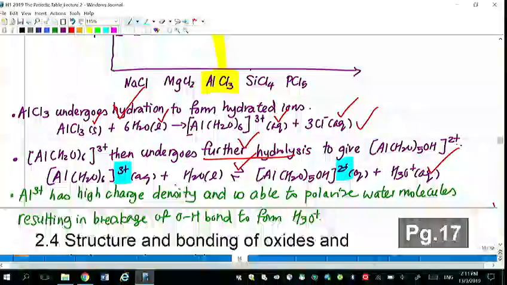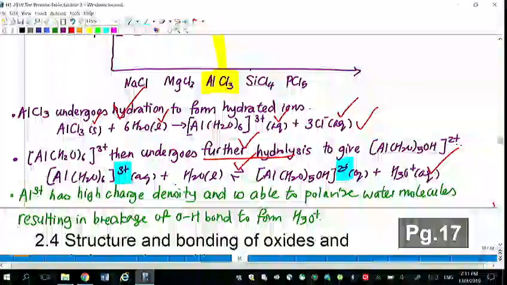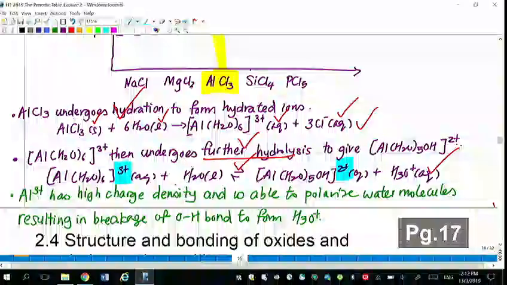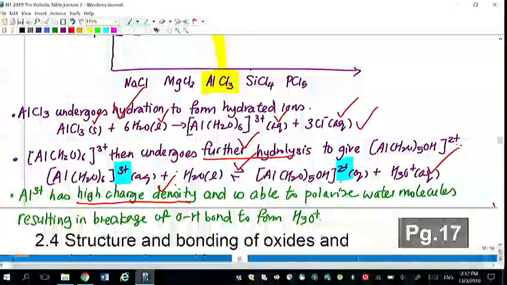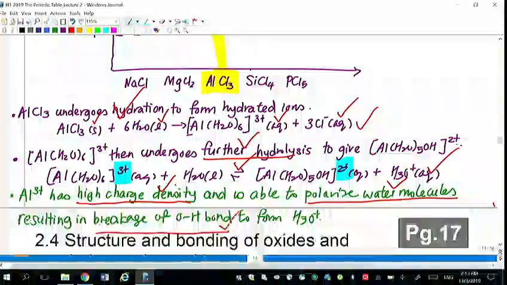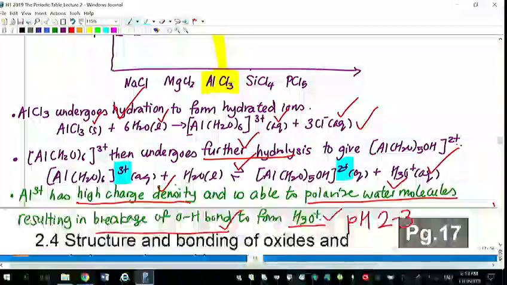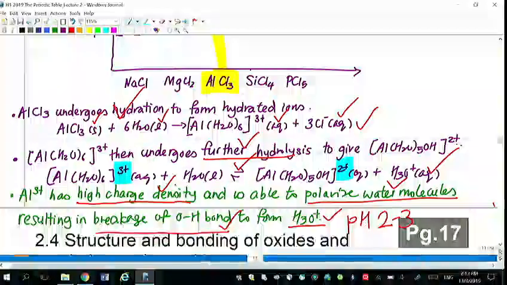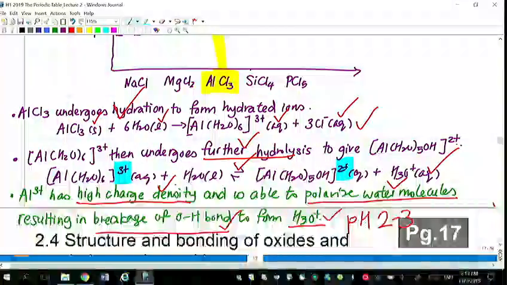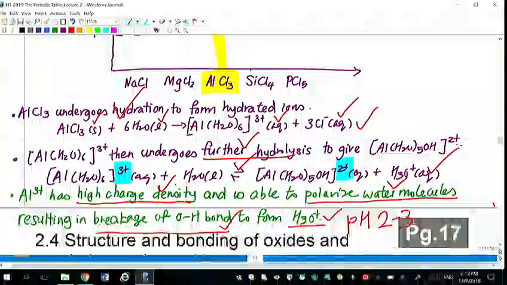Then the last point is for me to explain why it is able to undergo hydrolysis. Al3+ has what we call a high charge density. It is able to polarize the water molecule, resulting in the breakage of the OH bond. So that is why it forms H3O+. Because it forms H3O+, that is why I can conclude that the pH is 2 to 3. So these 3 points must be included in your answer. This has been tested before, so please make sure that you know how to explain.